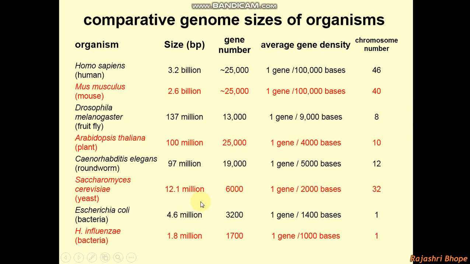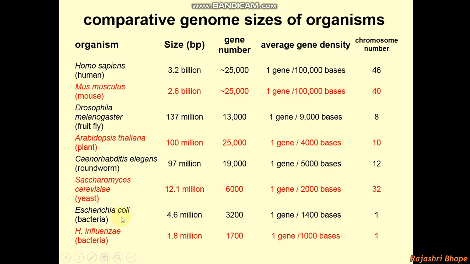Likewise, here are the examples given for other organisms: for yeast, for E. coli and for Haemophilus influenzae. Escherichia coli and Haemophilus influenzae are bacterial cells. Yeast is a single-celled eukaryote. This is Caenorhabditis elegans, which is again a model organism.